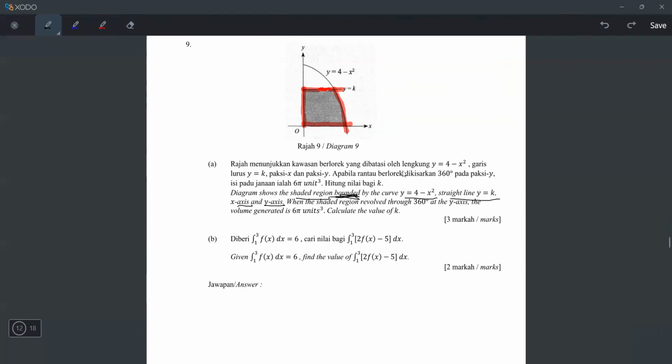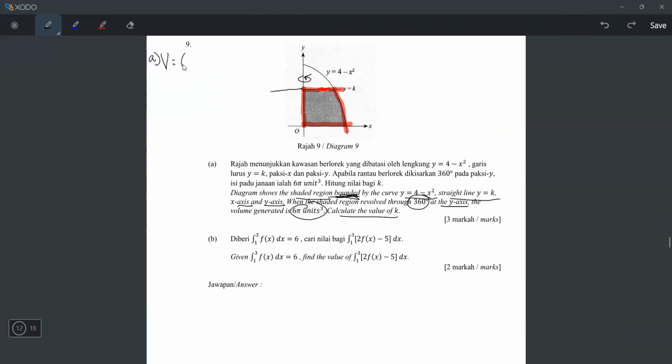So now it says what? When the shaded region revolves through 360 degrees about the y-axis, the volume generated is 6 pi. Calculate the value of k. So if it spins 360 degrees, you will get a shape something like this. I draw very ugly, but you get the idea. When it revolves, you will get a 3D shape like this. And they say the volume is 6 pi. So let's erase this. So volume is 6 pi. That's a very important piece of information.